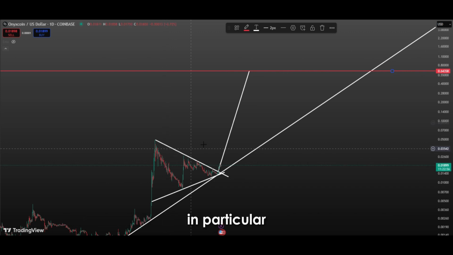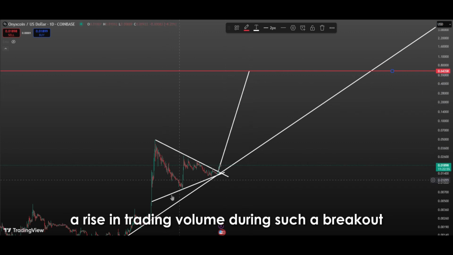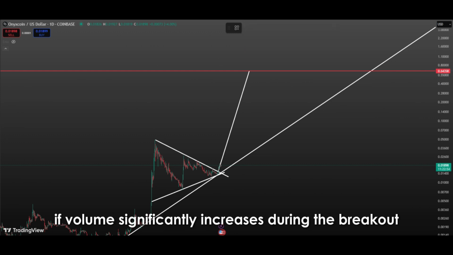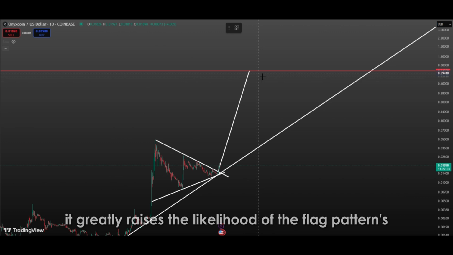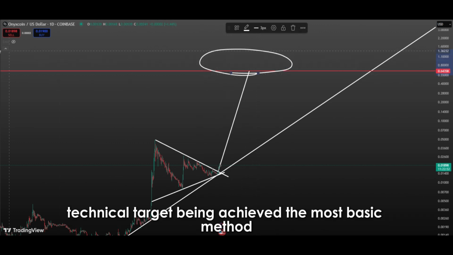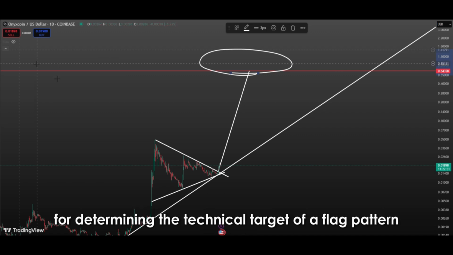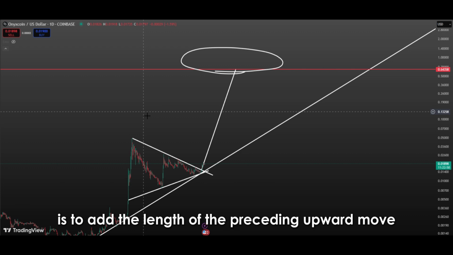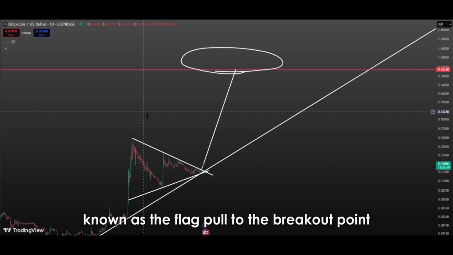levels. In particular, a rise in trading volume during such a breakout is a key factor that supports the validity of the move. If volume significantly increases during the breakout, it greatly raises the likelihood of the flag pattern's technical target being achieved. The most basic method for determining the technical target of a flag pattern is to add the length of the preceding upward move, known as the flagpole, to the breakout point.